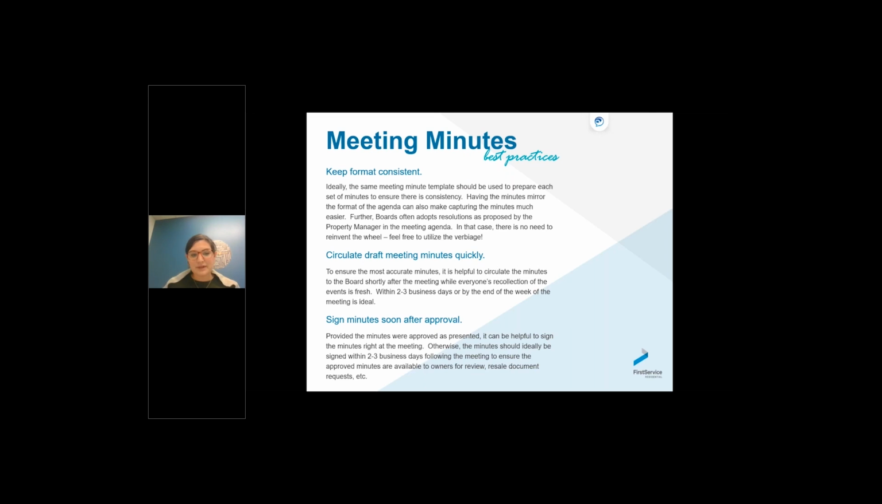Best practice is to sign minutes soon after approval. This is another one where we sometimes see a couple months of minutes signed all at once whenever the secretary has a chance to stop by the office. A really good best practice is to just sign those meeting minutes right there at the meeting. That way you're good to go. There's no follow-up needed. Otherwise, ideally, those minutes should be signed within a couple of business days after the meeting to make sure that they're available for owners for review, for resale document requests, and other business needs of the association.